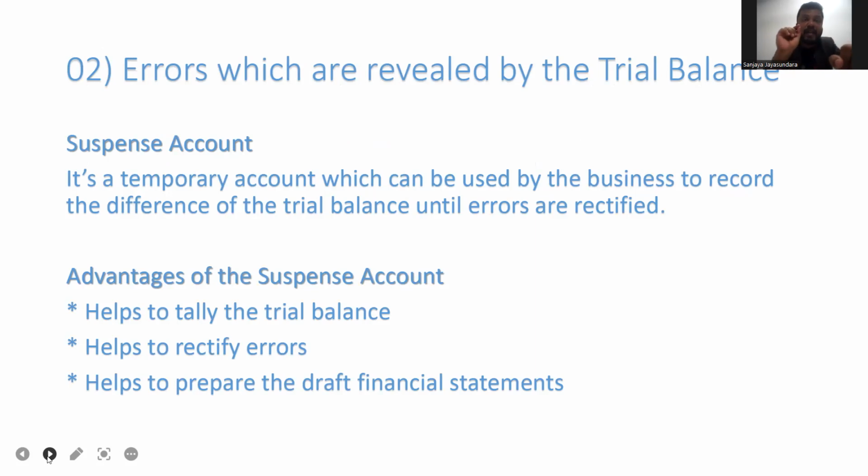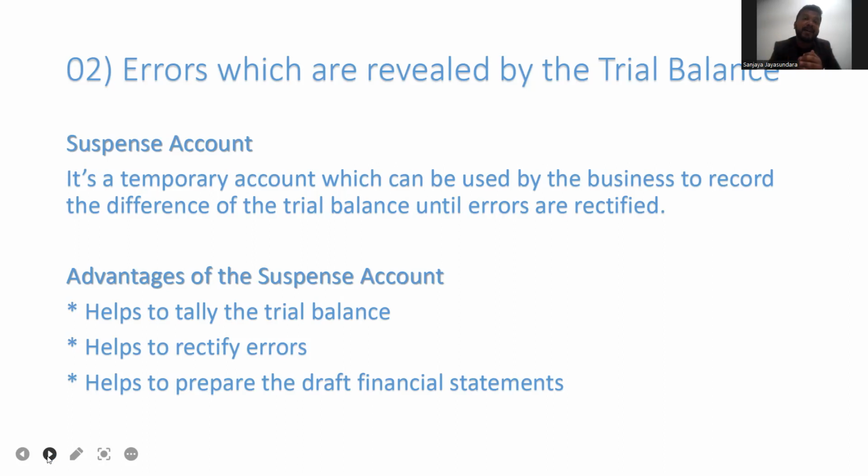That is suspense. So when you define suspense account, you have to mention that it is a temporary account, and it is used to record the difference of the trial balance until errors are rectified. Once we have rectified all the errors, the suspense account will not remain. That means the totals of the suspense account will be equal. So that is suspense. There are advantages of a suspense account. Suspense account helps to tally the trial balance. It helps to correct errors.